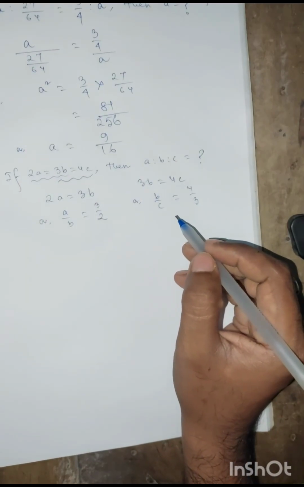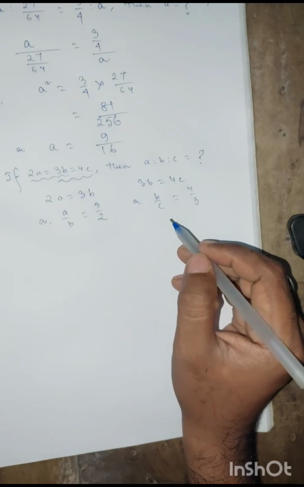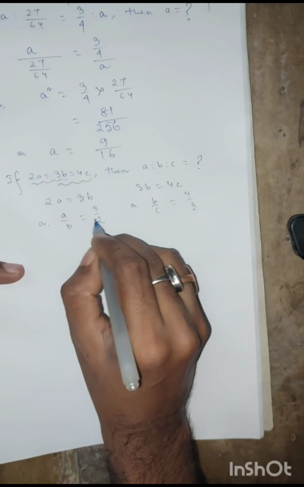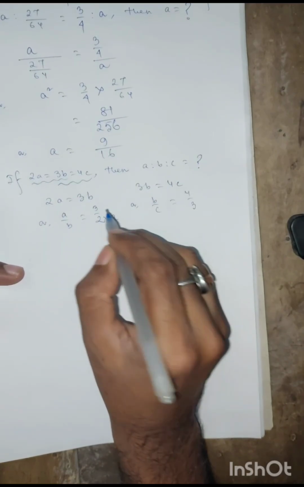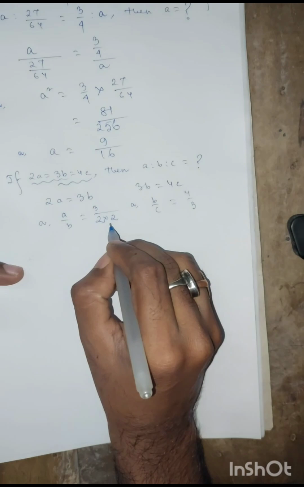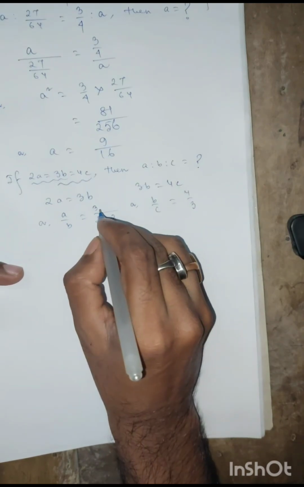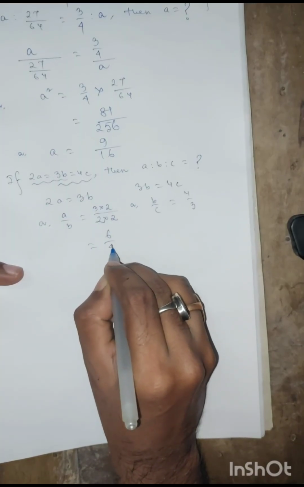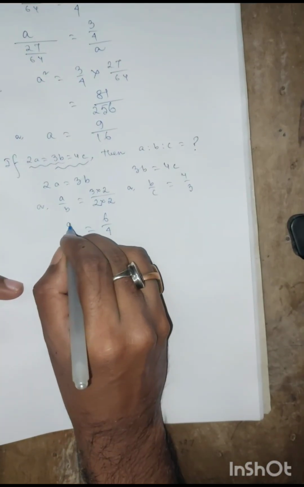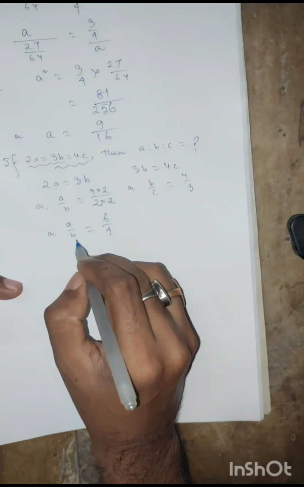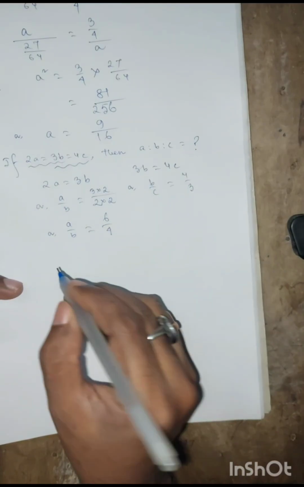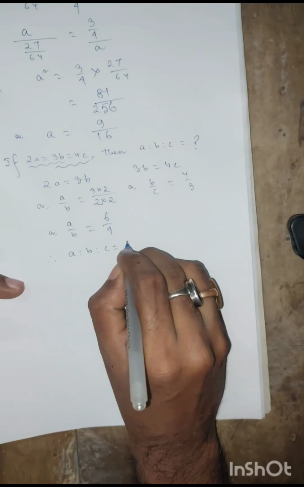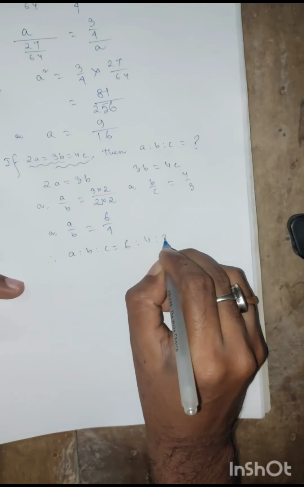So we can make B equal first. To make B equal, we need to make it 4. So we are multiplying it by 2 in the denominator, and to keep the ratio unchanged, we must multiply the numerator also by 2. So this is 6 by 4. Now we can say A by B equal to 6 by 4 and B by C equal to 4 by 3. So we can write now A is to B is to C should be equal to 6 is to 4 is to 3.